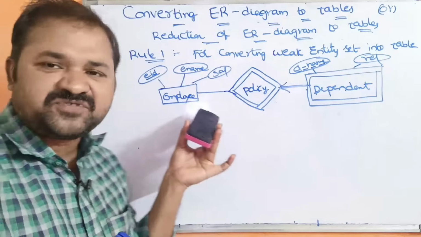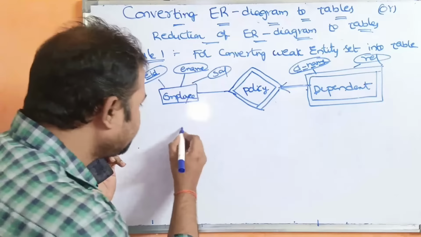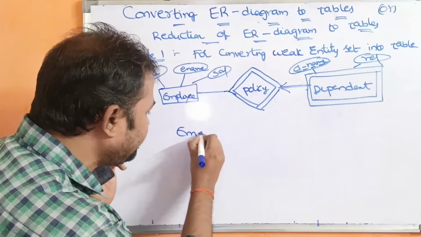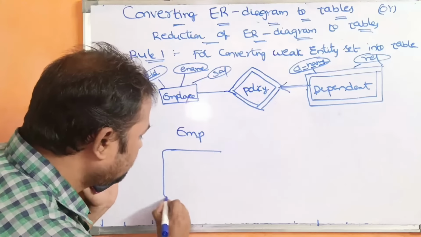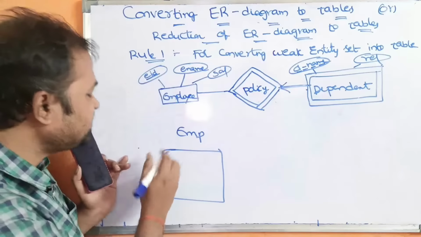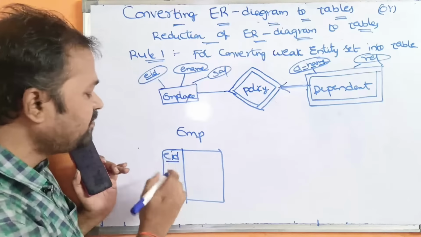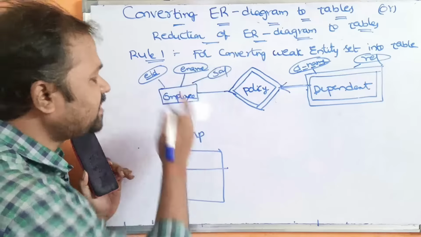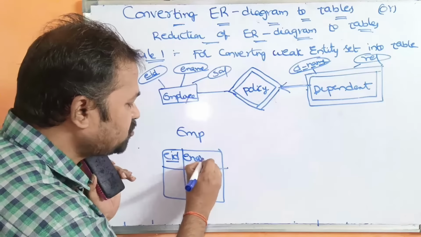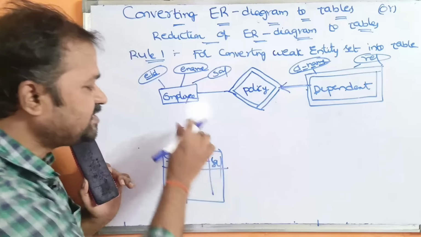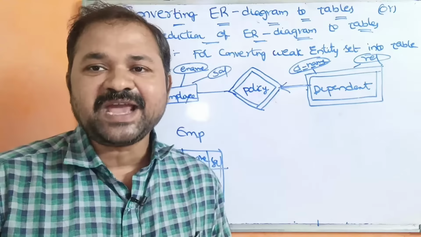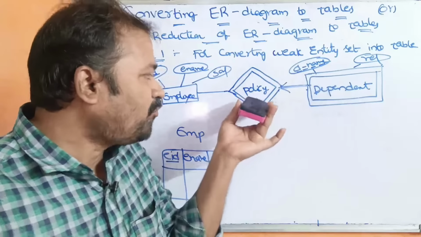We have already seen the strong entity set, so we need one table, that is the employee table. The first field is employee ID, that is the key field. So in the table also, employee ID will become the primary key. Next, these are some simple attributes, so store employee name and sal. So this is the first table, and the second table is a combination of these two.